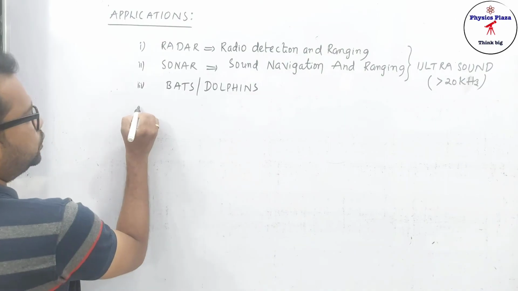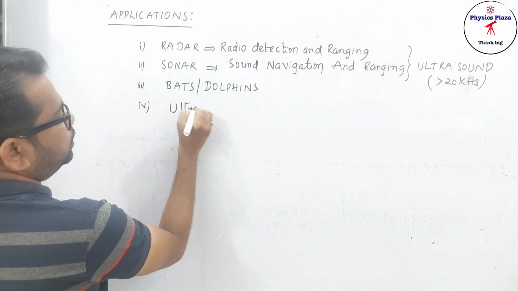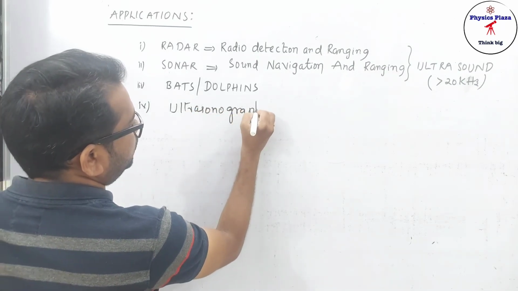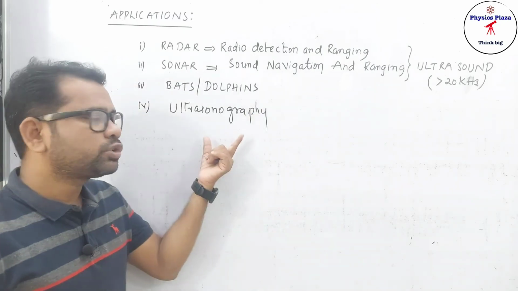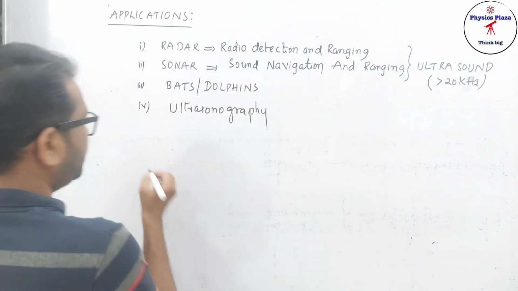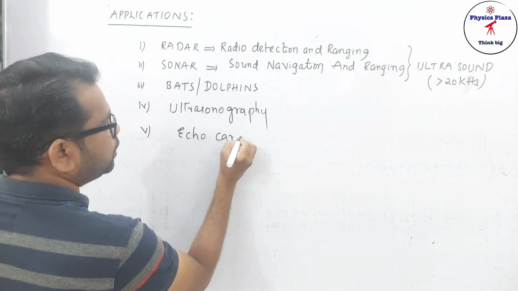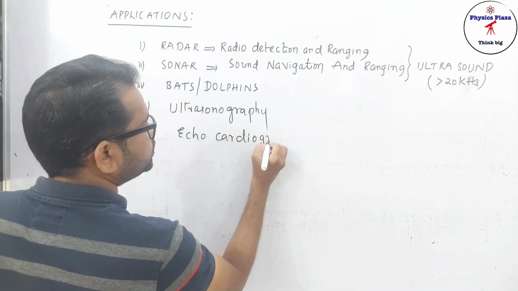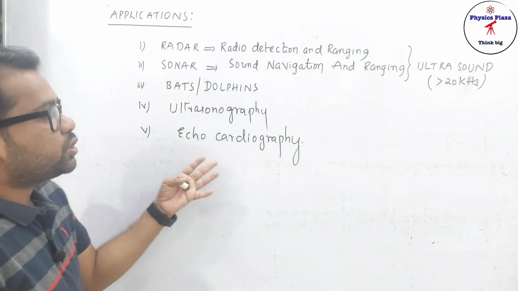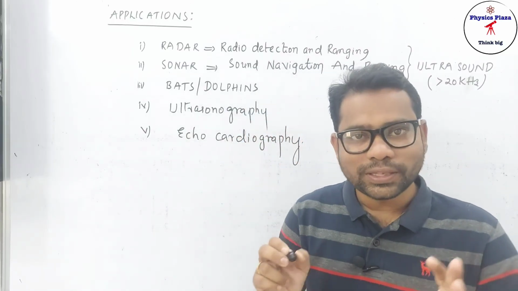And next, the fourth one is ultrasonography. It is a technique used in the medical field to see whether the internal organs are working properly or not. Okay, fine. And the fifth one is echocardiography, with which we can see the function of the heart, whether it is working properly or not, whether there are any problems or any blocks or not. All these things can be detected.